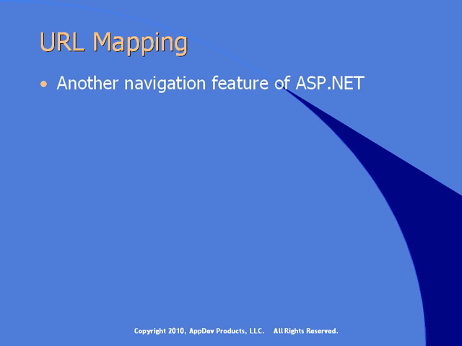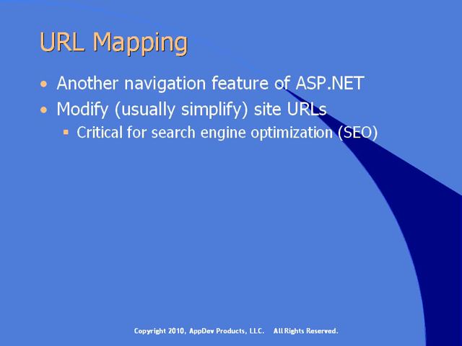URL mapping is another navigation feature of ASP.NET. You'd use that to modify, usually simplify, site URLs. You can actually change the URLs that the user sees in the browser, and it doesn't necessarily correspond to a physical page that you have within your site. One of the important uses for this is for search engine optimization.